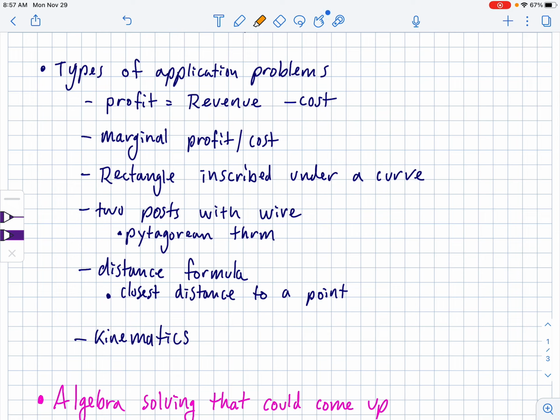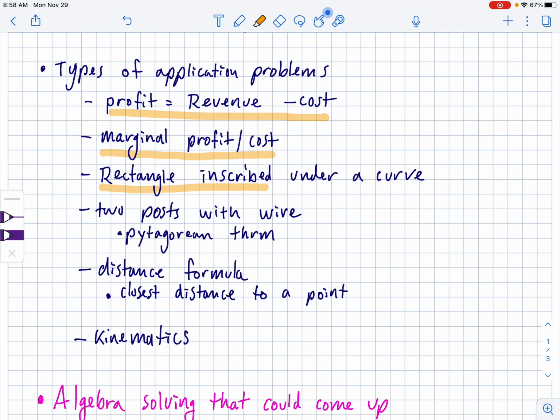Now, in terms of what types of application problems will be on there, this is a tough question because really any type of problem that we've done could come up. Things that we've been doing in recent units have been the whole profit equals revenue minus cost. That's come up. Also, we did one or two problems on marginal profit and cost. That's just taking the derivative, and that tells you the profit per item at that particular time after you've made x amount of items.